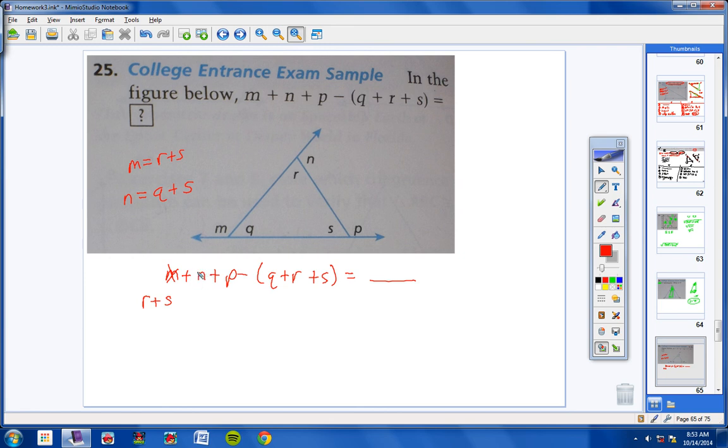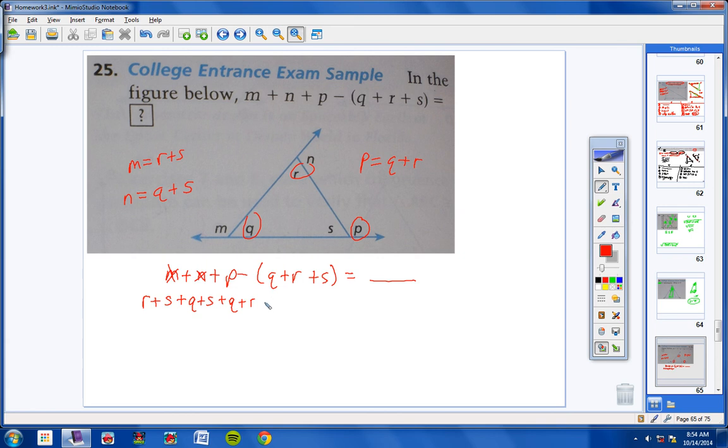So for n right here, bring down your plus sign. I can put q plus s. Bring down your plus sign. Next is p. Well, p equals q plus r. Here's p, exterior angle. Here's your two remote interior angles. So p equals q plus r. So for p, I'm going to put q plus r.